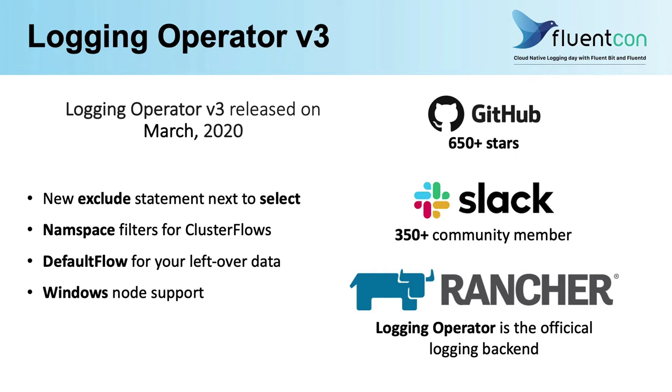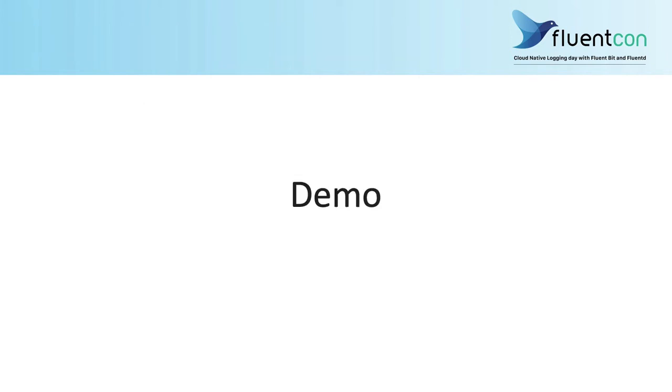I'm happy that the operator reached more than 600 GitHub stars, has an active Slack community, and if you are using Rancher from version 2.5 and above, you're already using the logging operator, as it is the default logging backend for it. Okay, so how does this look in practice? Let's see a small demo.